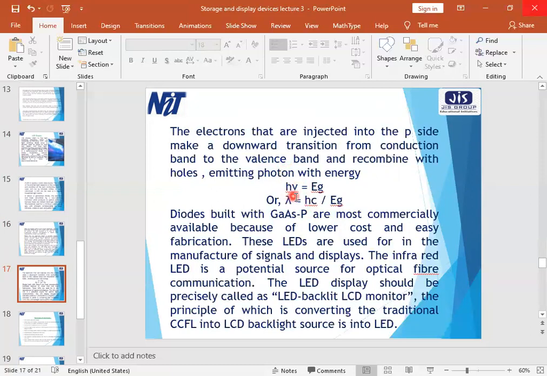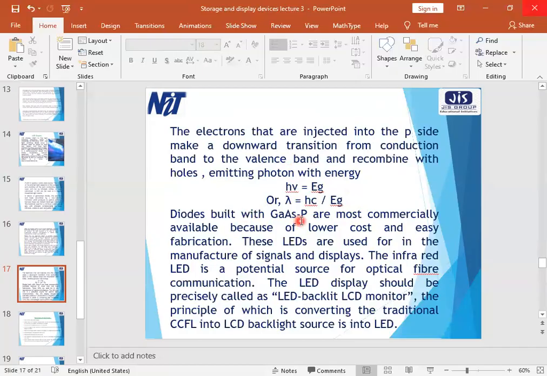If the band gap Eg is such that Eg is equal to h nu, this is one photon energy, or hc by lambda, then the wavelength will be hc by Eg. That means at that time we will see the light in the visible range.